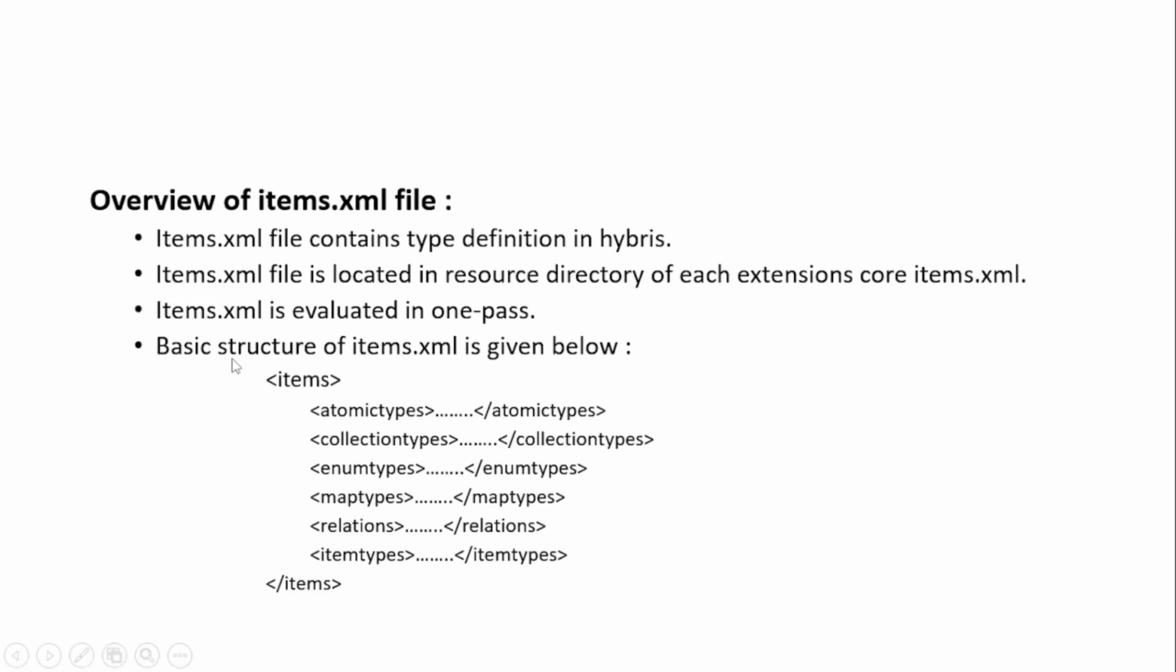And this is the basic structure of items.xml. Here will be the items tag, and here are some default types provided by Hybris: atomic types, collection types, enum types, map types, relation types, item types. So we have to follow this sequence while defining the item types in items.xml. If we are not following this sequence, that will cause a build failure error during build time.